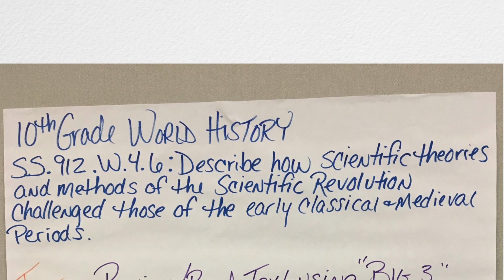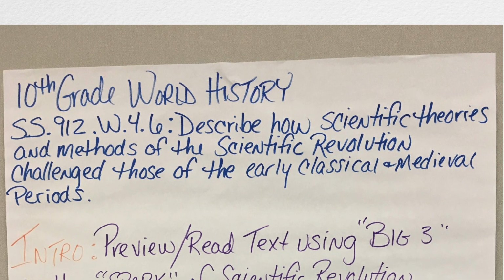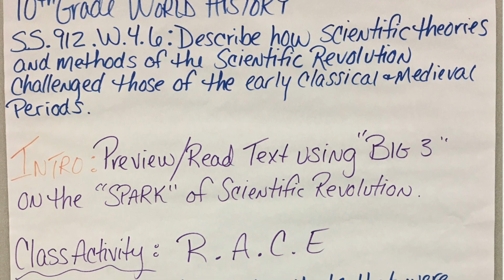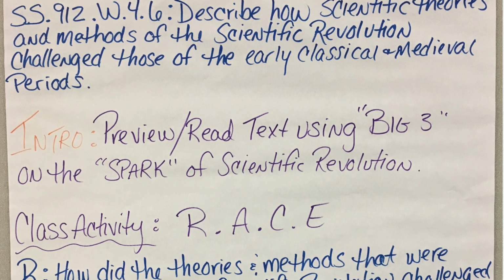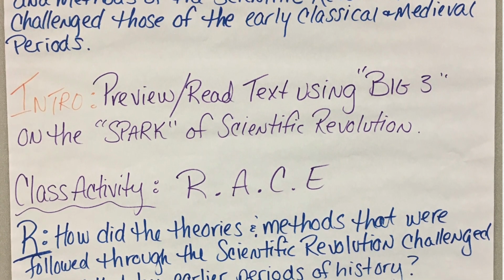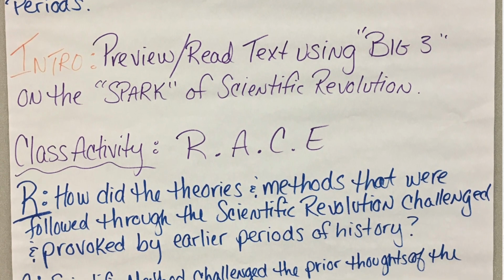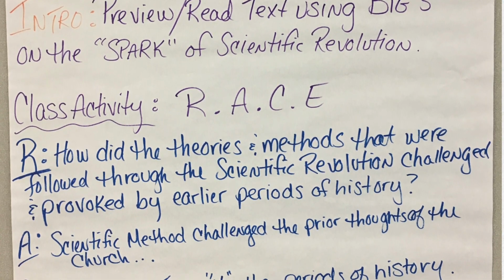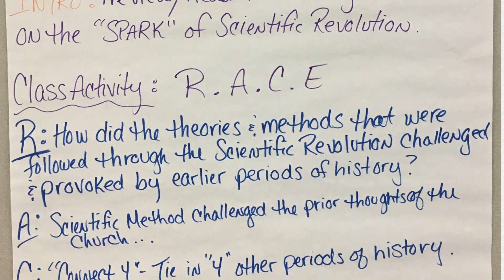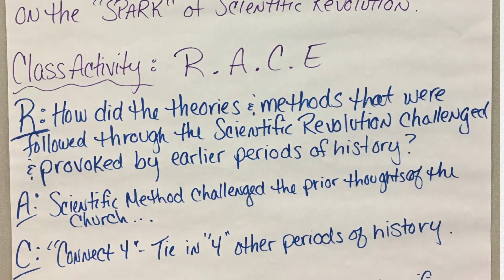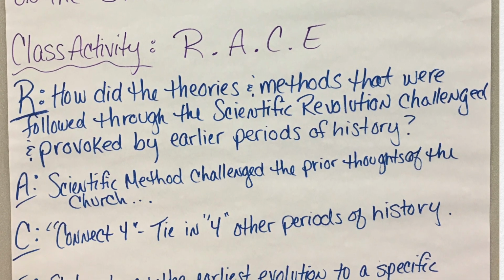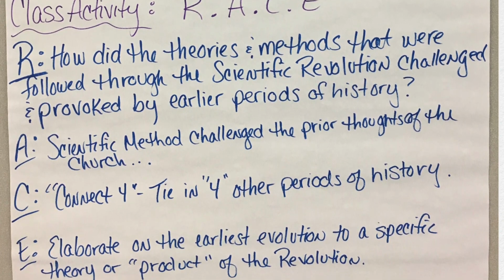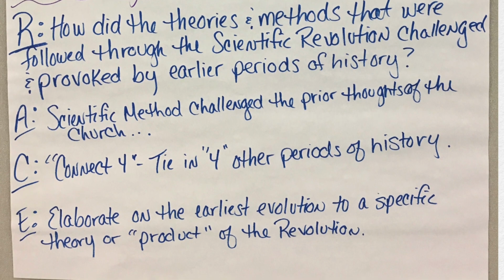And then you raise the first question with a restatement of basically the standards, right? And expectations of what you're trying to accomplish. And then the answer that we're looking for is the scientific method, how it challenged the prior knowledge of the church, really. Because during this period of time, right? Renaissance and that. Then the activity is Connect 4, where you will tie in 4 other periods of history to tie back. And you can go to Aristotle and all of that. I mean, you can go quite a ways back to the beginning of the scientific method and how it evolved. And then the other part is elaborate the earliest evolution, the specific theory and product of the revolution itself.